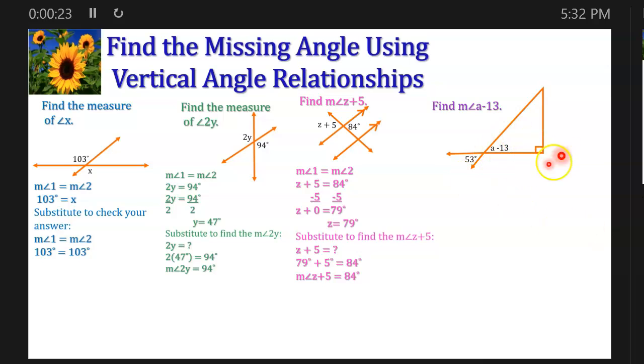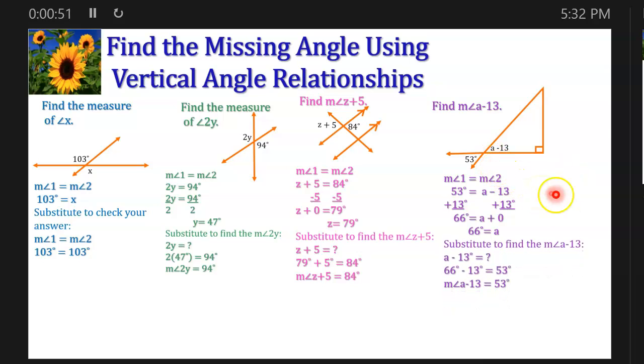Okay, the last example, we have this triangle. This angle here is vertical to the a minus 13 angle, and we're trying to find what a minus 13 is. So measure of angle 1 has to be equal to the measure of angle 2. We're going to put the 53 on this side, the a minus 13 on the other. We're going to add 13 to both sides to cancel that 13 out, and a ends up being 66. So I need to plug in that 66 for that a to find the full angle measurement. And 66 minus 13, after I substitute it in, ends up being 53 degrees.